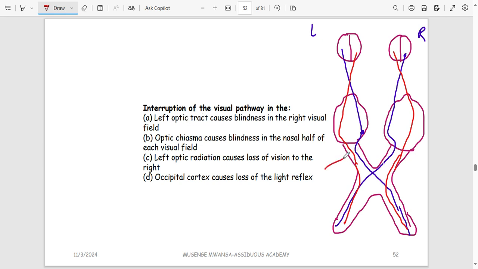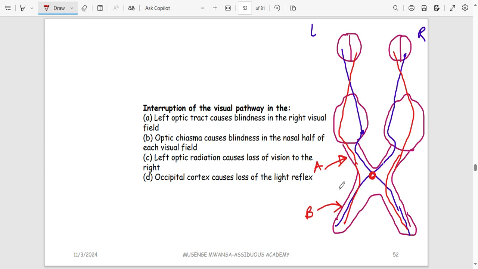So here we are saying the left optic tract. So this is this guy here. What's this guy? Optic tract, optic nerve. So we have got the optic chiasm here. We have got the tract here, isn't it? Hope I'm not pointing out the wrong thing. So A is the nerve and B is the tract. True?